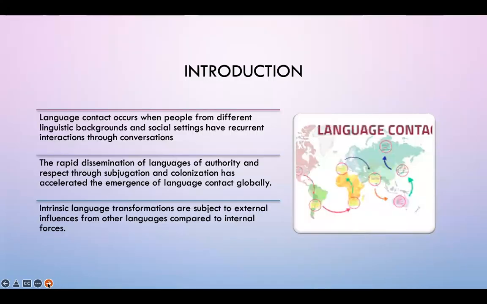In the introduction of the chapter, language contact occurs when people from different linguistic backgrounds and social settings have recurrent interactions through conversation. The rapid dissemination of languages of authority and respect through subjugation and colonization has accelerated the emergence of language contact globally. Intrinsic language transformations are subject to external influence from other languages compared to internal forces.